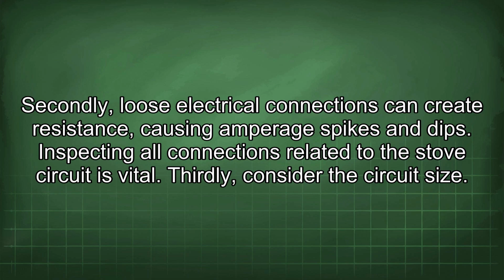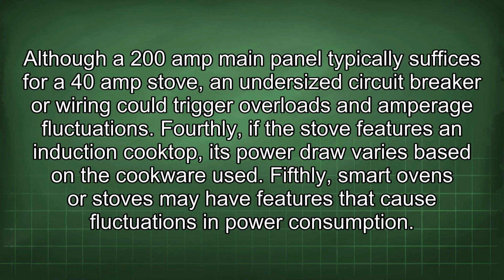Thirdly, consider the circuit size. Although a 200 amp main panel typically suffices for a 40 amp stove, an undersized circuit breaker or a wiring issue could trigger overloads and amperage fluctuations. Fourthly, if the stove features an induction cooktop, its power draw varies based on the cookware used. Fifthly, smart ovens or stoves may have features that cause fluctuations in power consumption.